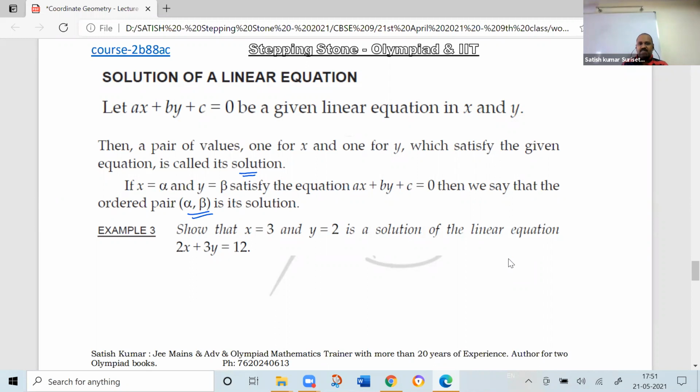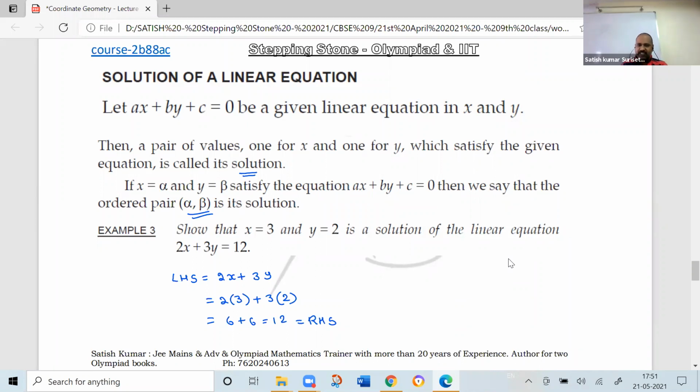Now, example: show that x equal to 3 and y equal to 2 is the solution of the linear equation 2x plus 3y equal to 12. That means you have to substitute x equal to 3 and y equal to 2 in the left side and show that both the values are equal, left side and right side. Now, for the left hand side, 2x plus 3y, that is 2 into 3 plus 3 into 2. Now simplify: 6 plus 6, which is 12, which is the same as the right hand side. So you can conclude that x equal to 3, y equal to 2 is the solution.